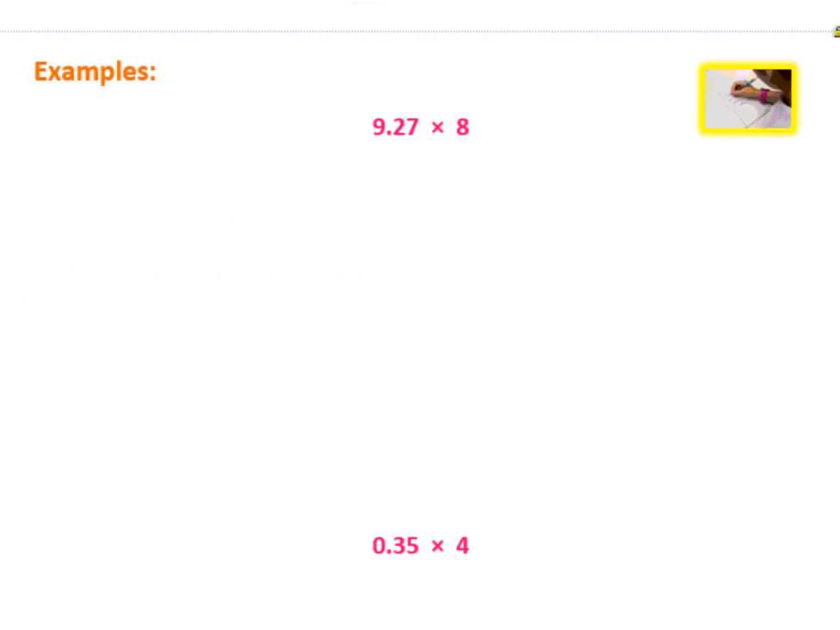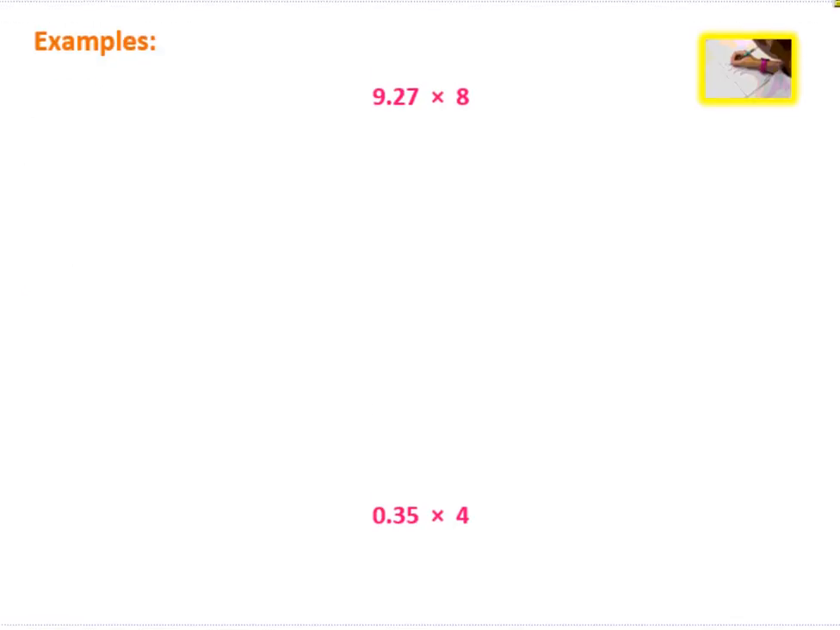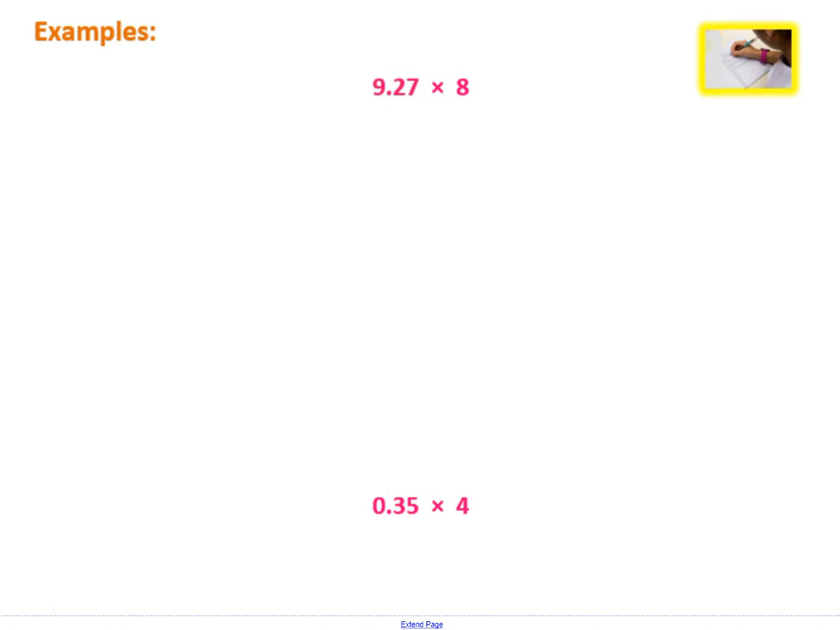Now you're going to pause. I would say pause and try these ones yourself first, and then check the answer with what's going to pop up in the next few seconds. So pause now and try both of these questions using that strategy.